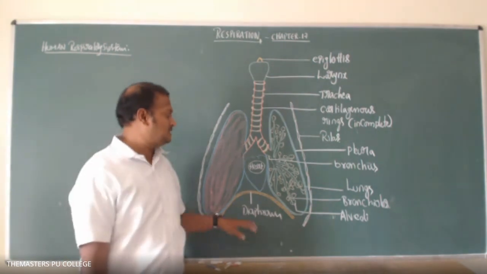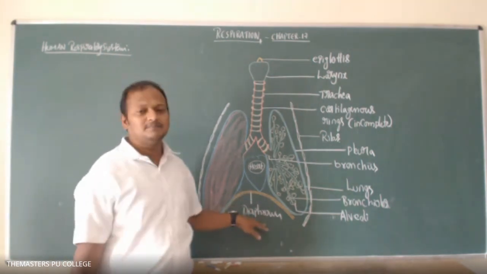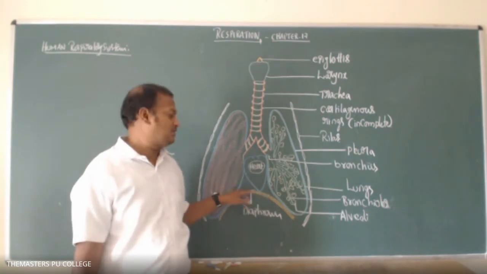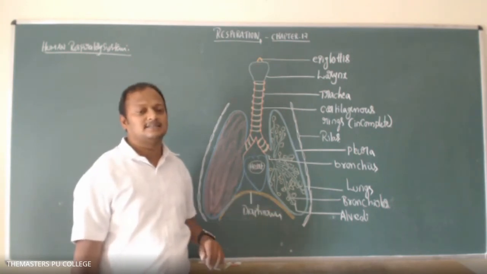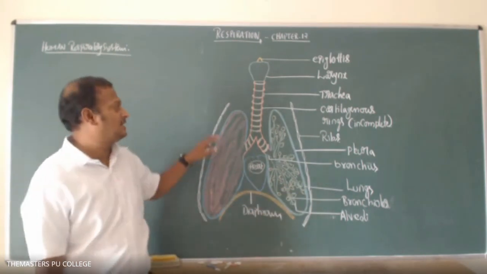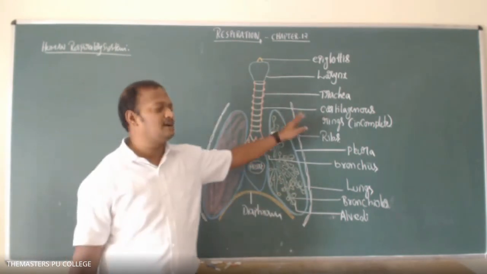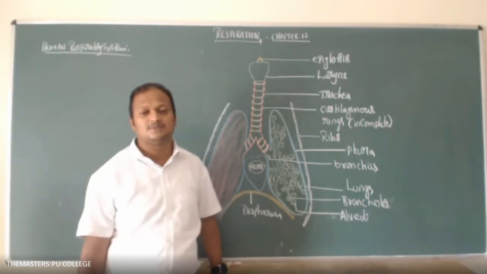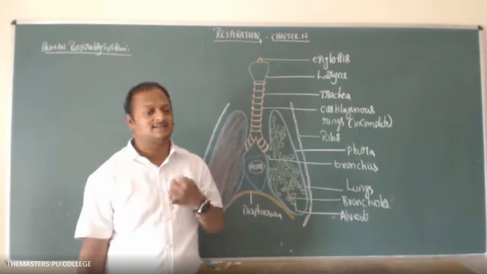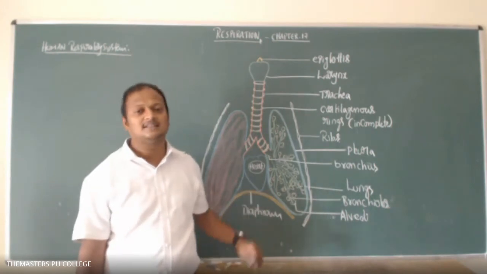Okay, students, in this diagram, the diaphragm is presented below the region of both the lungs, and all of this is located in the region of the thoracic cavity. And the lungs are safely protected by the presence of ribs, the vertebral column on the dorsal side, and the sternum on the ventral side. We will discuss this in the theory.